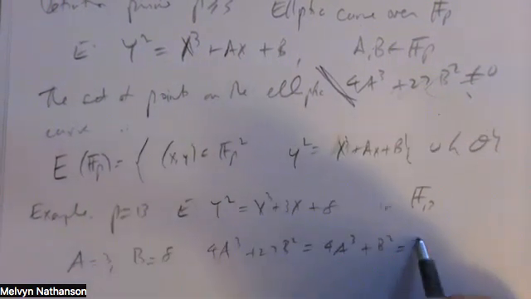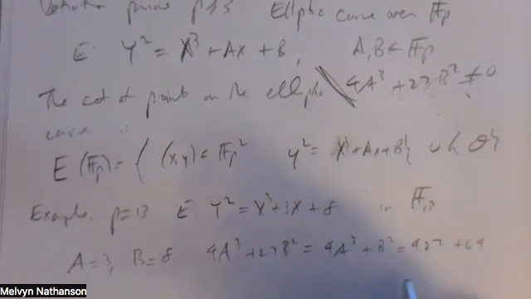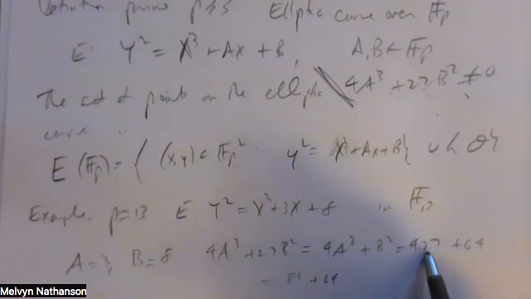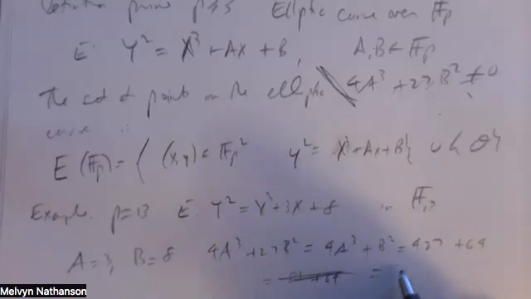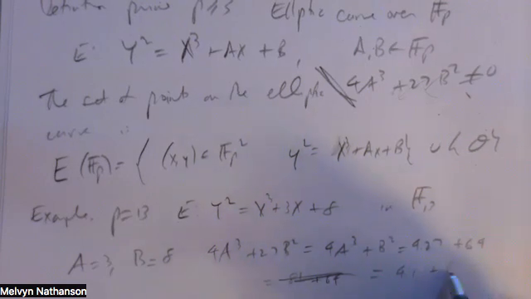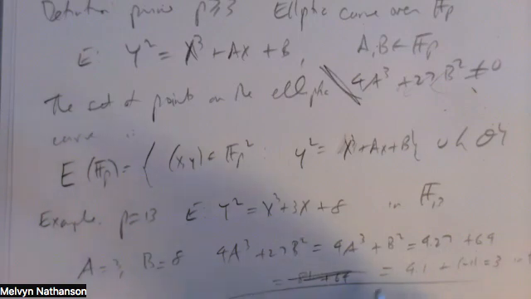This is 4a cubed plus b squared. A is 3, so that's 4 times 27 plus 64. This is 81 plus 64. Actually, a cubed 27 is 1 mod 13. So this is the same as 4 times 1. And 64 is minus 1 mod 13. So this is 3, which is not 0 in F13. So we just do this calculation mod 13, we get 3. The point is that we don't get 0.